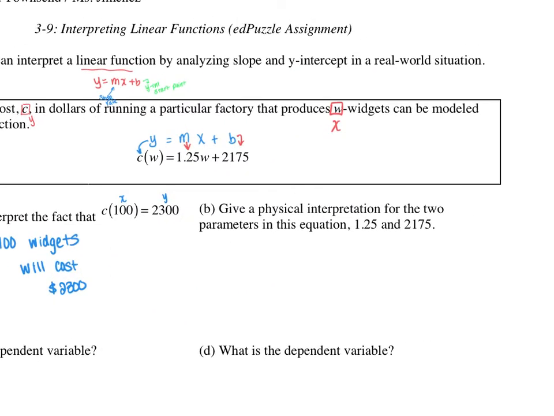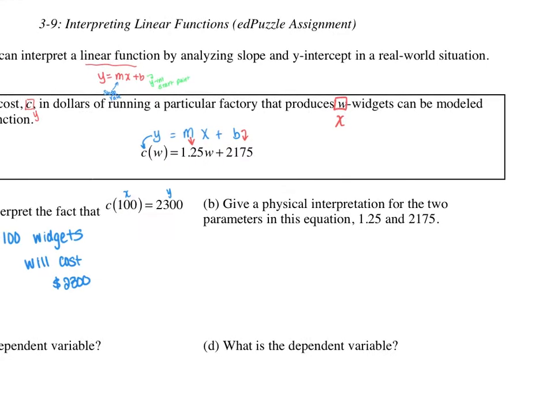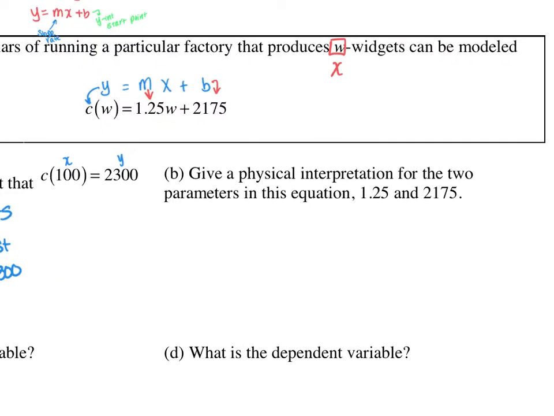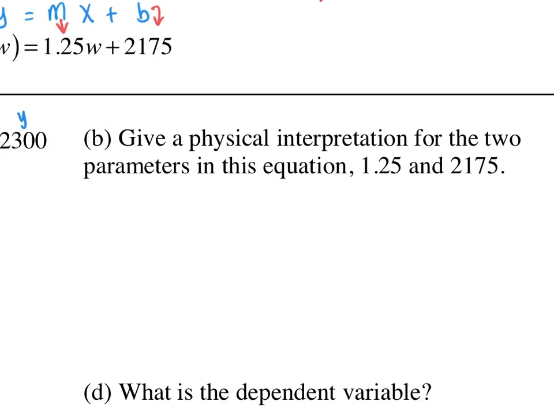Part B, give a physical interpretation for the two parameters in this equation, 1.25 and 2,175. I don't mean physical, I mean, what do they mean? So if I look at the 1.25, we said before that that was our slope. So let's color code this. 1.25 is our slope, but we need to now explain it in the context of the problem. So for instance, if I have one widget, it will cost $1.25. If I have two widgets, it'll cost $2.50. So $1.25 is the cost to make one widget, or each widget.